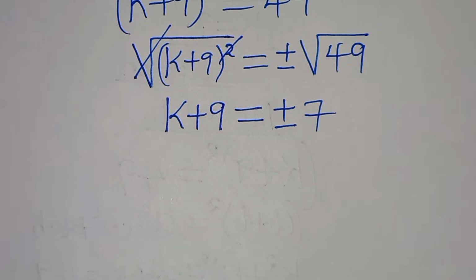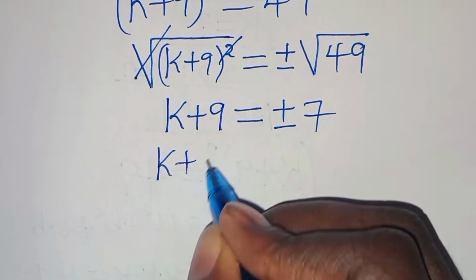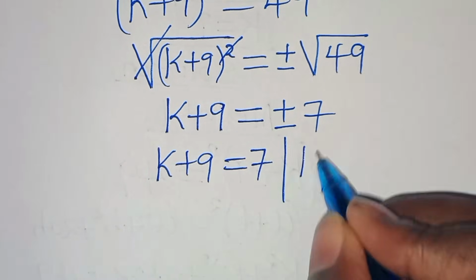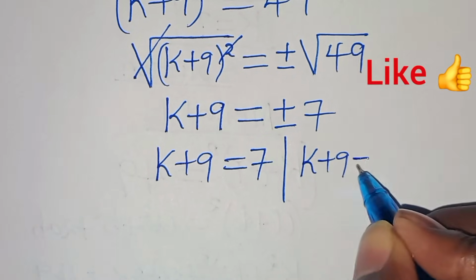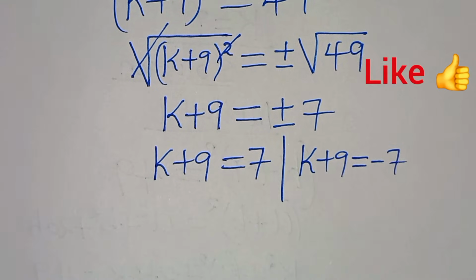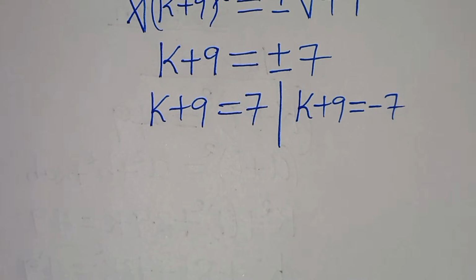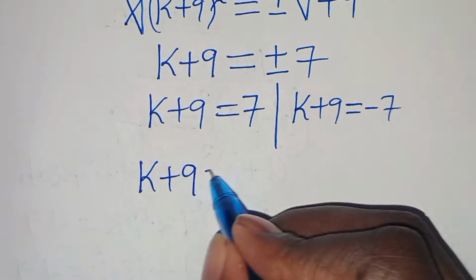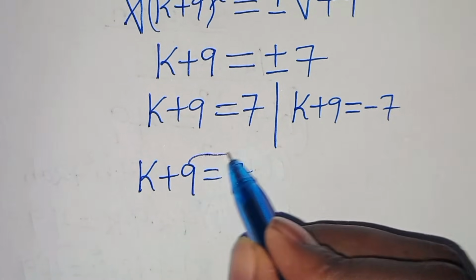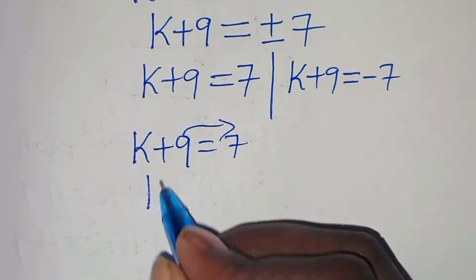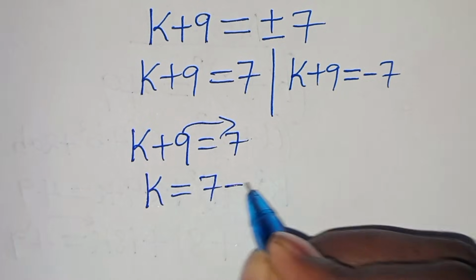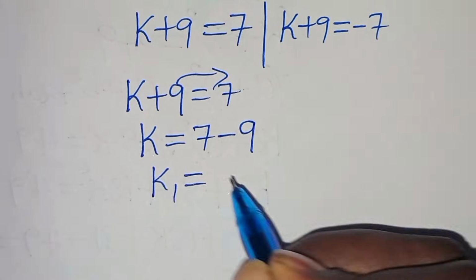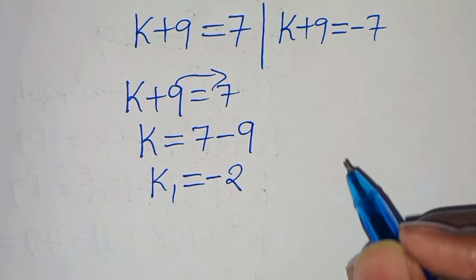So this implies that we have k plus 9. This is equal to 7. And we have that k plus 9. This is equal to minus 7. Now, this implies that we have k plus 9. This is equal to 7. Let's take 9 on the right hand side so that we have k is equal to 7, subtract 9. And this implies that k1 here, this is equal to minus 2.